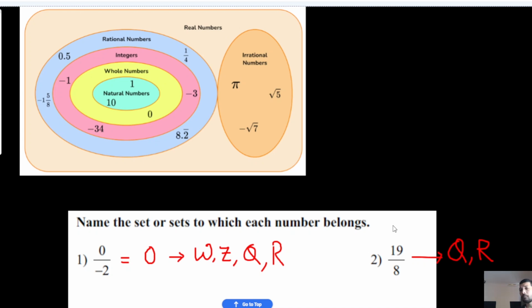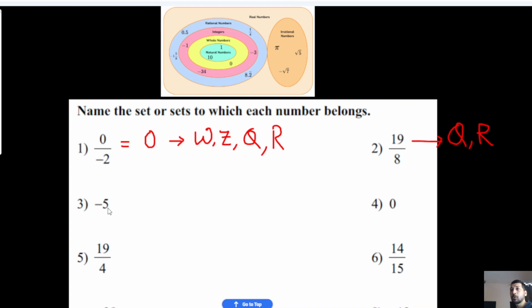Perfect. Now let's see some more examples over here. For number 3, we have negative 5. Now negative 5 is not a counting number. It's not a whole number because whole numbers start from 0. So this negative 5 is an integer. So we start off with the integer, which is represented by Z.